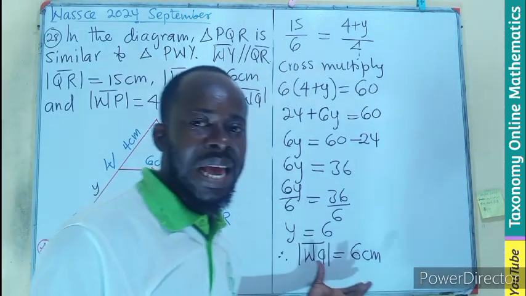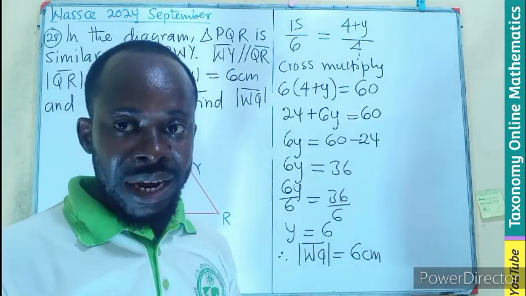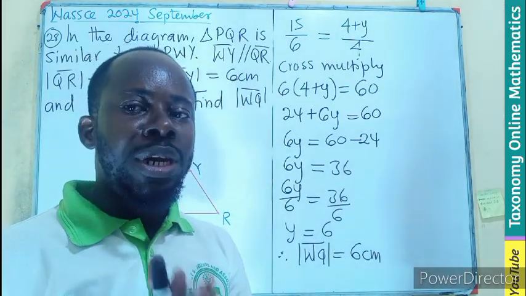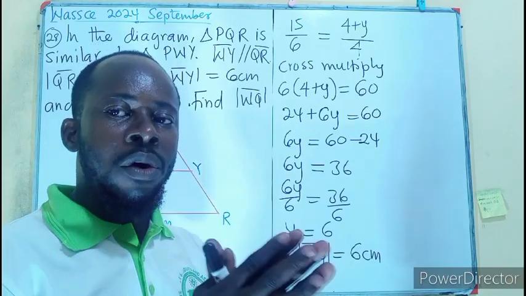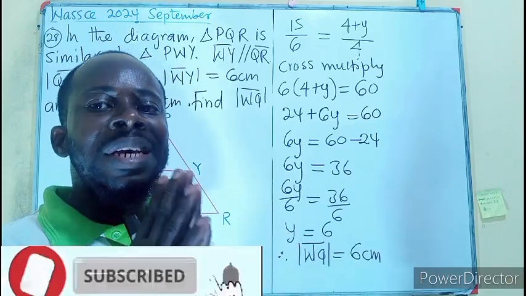I guess the concept is clear. What is employed in similar triangles? All we need to know is the corresponding sides. The ratios of their corresponding sides are going to be the same.